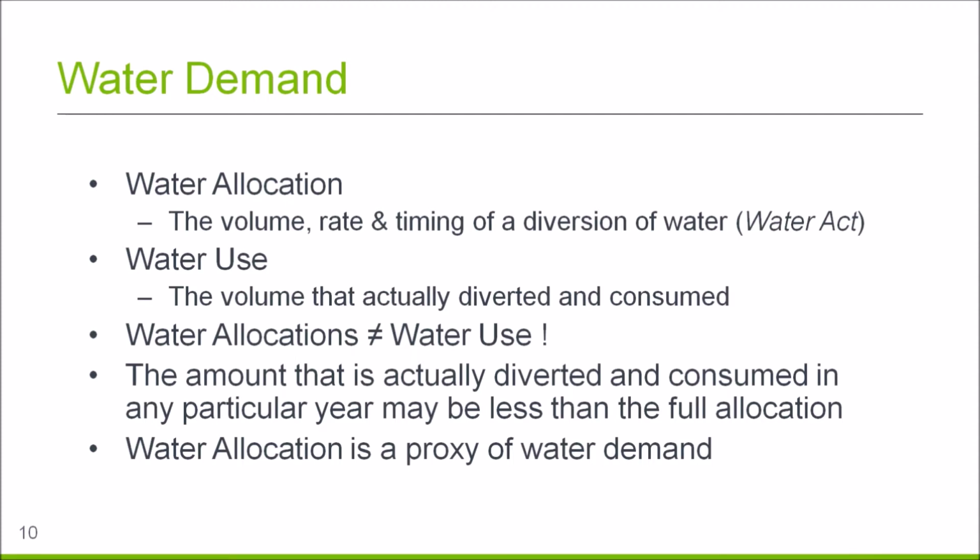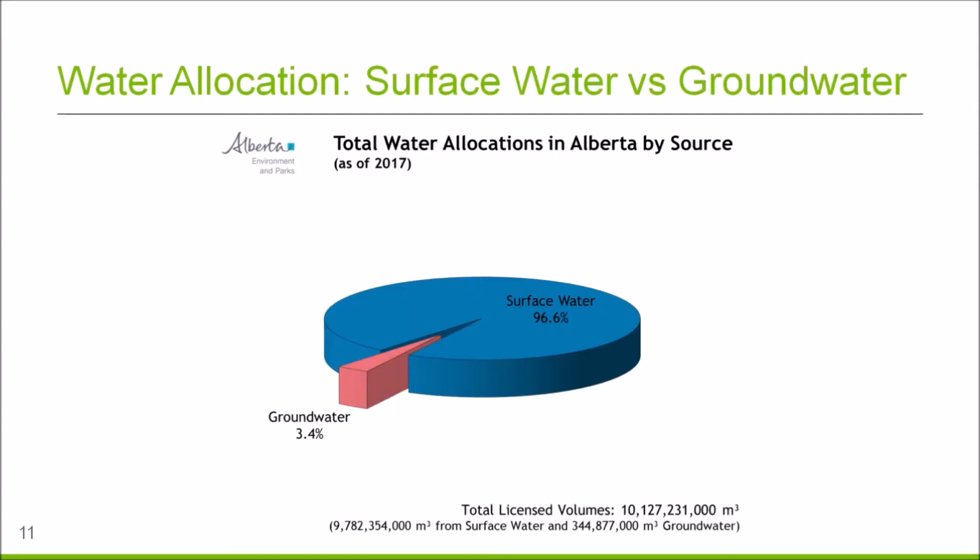However, the reality is actual water use is much less than water allocation. Because we cannot track all the actual water use, we have a tracking system for water allocation because they are theoretical numbers. So just be mindful that water allocation is not always water use. And often we use water allocation as a proxy for water demand.